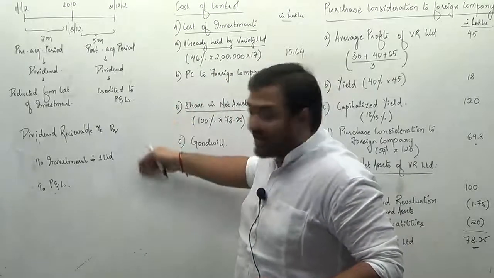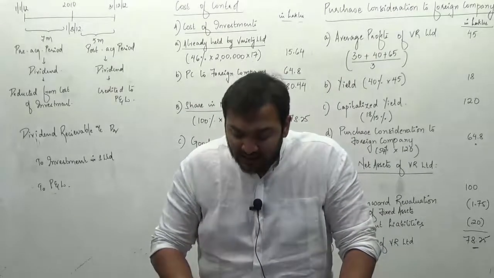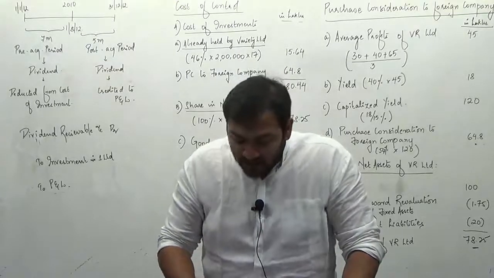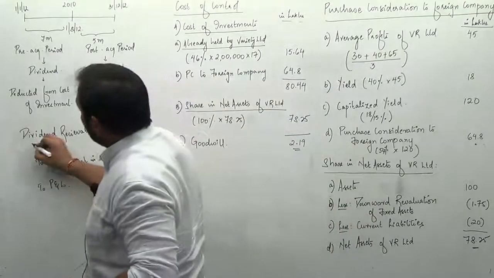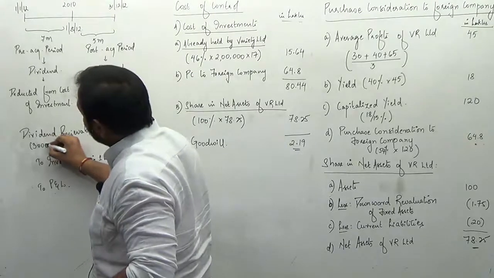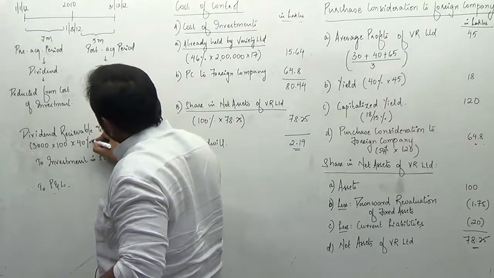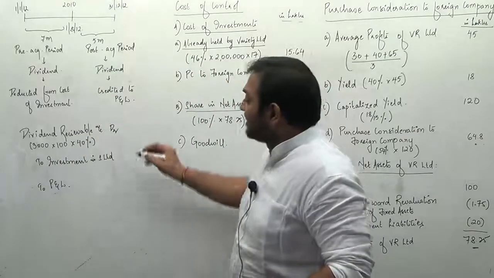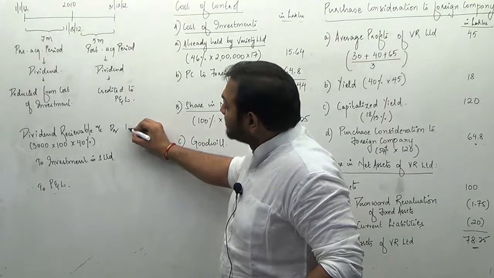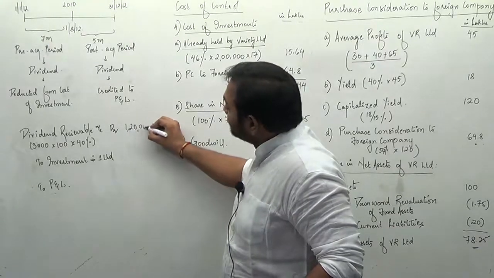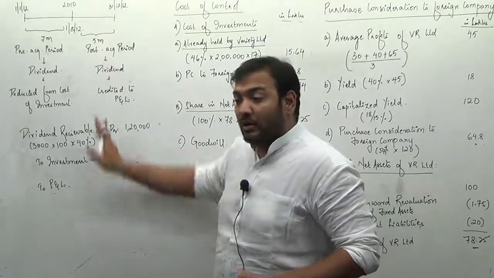Now we need to assign some values for this. How much of dividend is receivable? How many shares did you buy? 3,000 shares. Each share has a face value of 100 rupees. And they are declaring a dividend of 40%. So what is the total dividend receivable? 3,000 shares, 100 rupees share, 40% dividend. And the total dividend is 1,20,000.